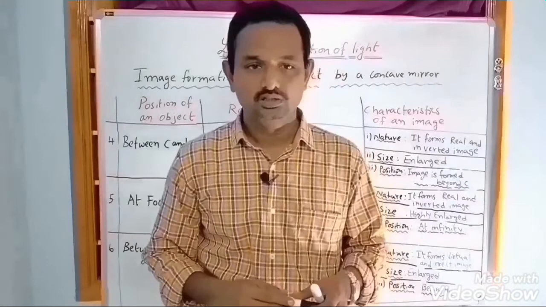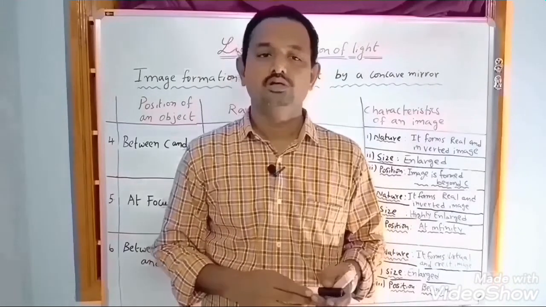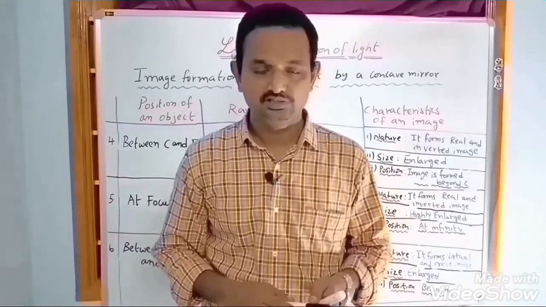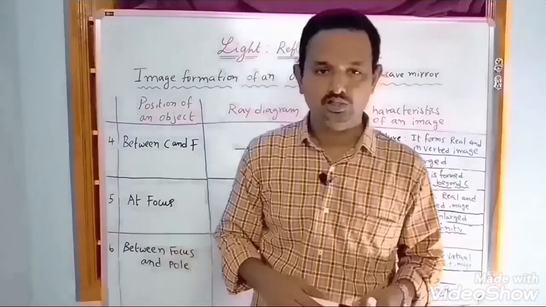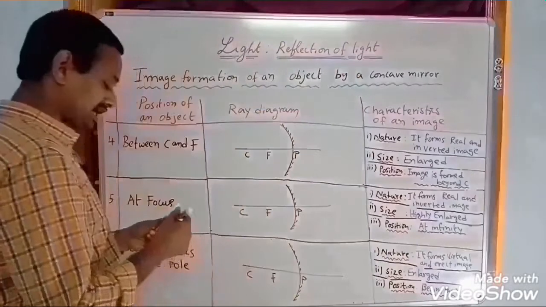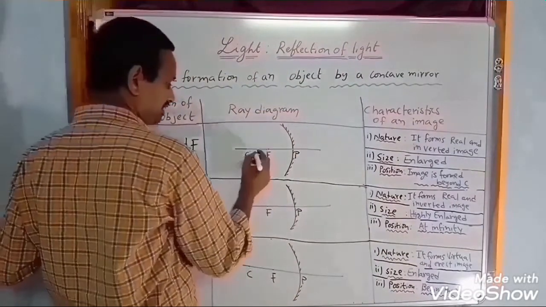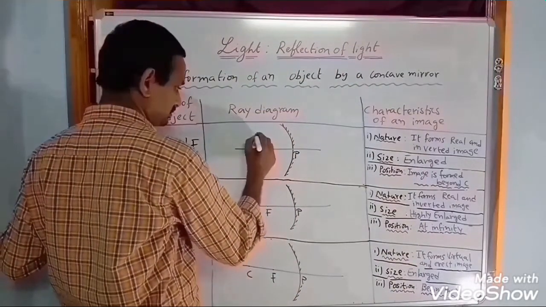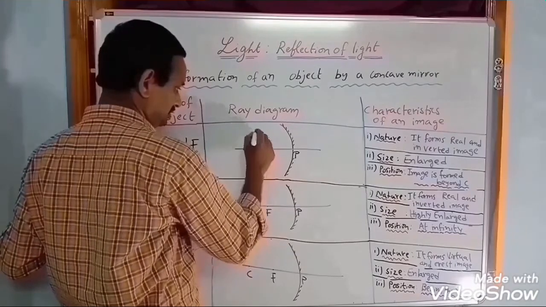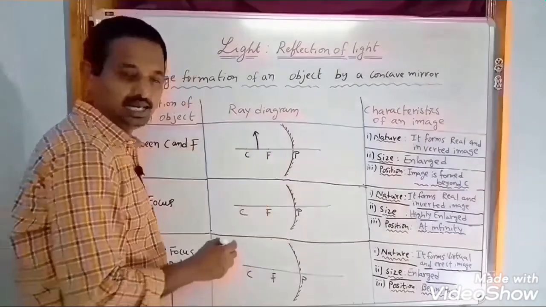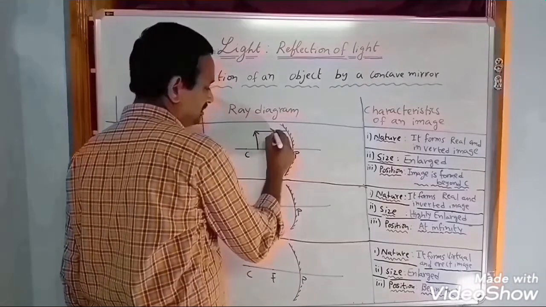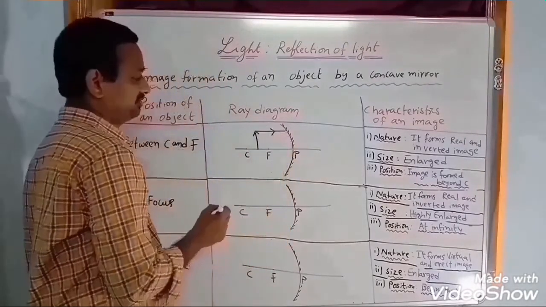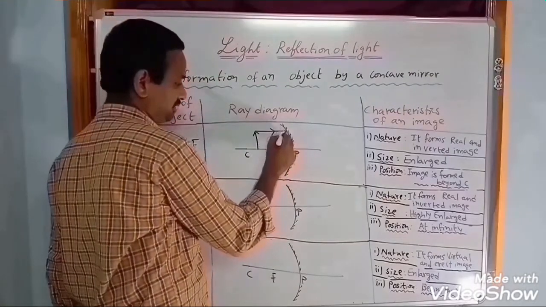Students, now the object is placed between the center of curvature and focus. Look here. When the object is placed between the center of curvature and the principal focus, where is the image formed? Look here. A light ray parallel to the principal axis of a concave mirror, after reflection, passes through the principal focus.